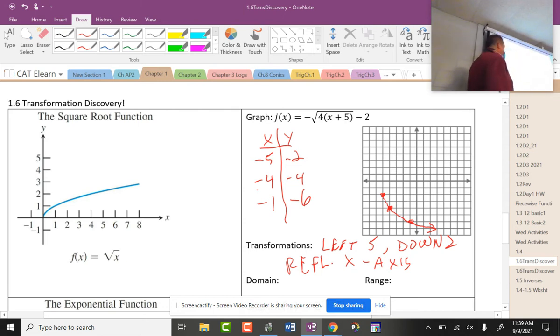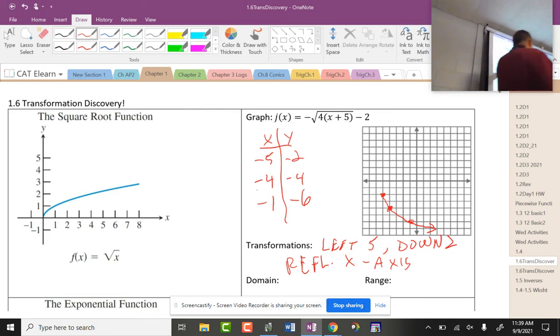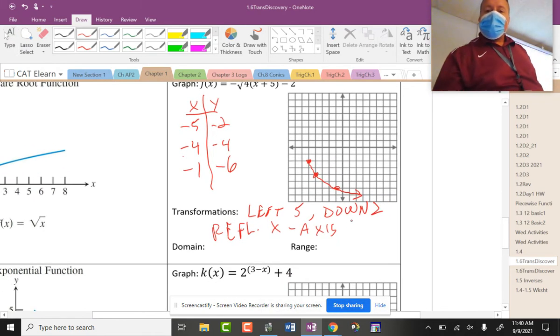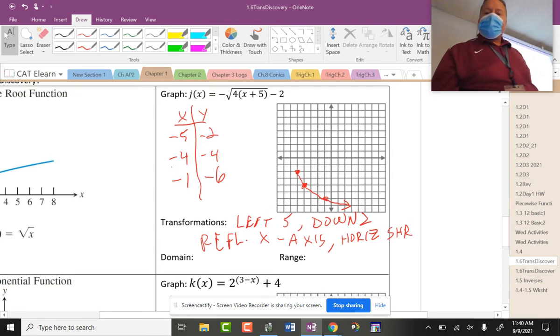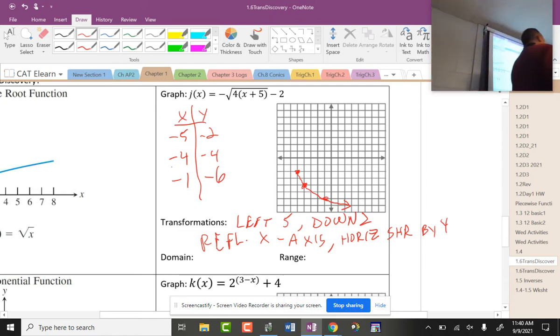Here's this flipped over the x-axis, and then it's moved right or left and down. So that is this piece. But notice this coordinate is not here. It's pulled towards the y-axis. So that's why in theory this is always the hardest thing. This is a horizontal shrink because it is pulled towards the y-axis, and it's a horizontal shrink by a factor of 4. That is how you would say that.